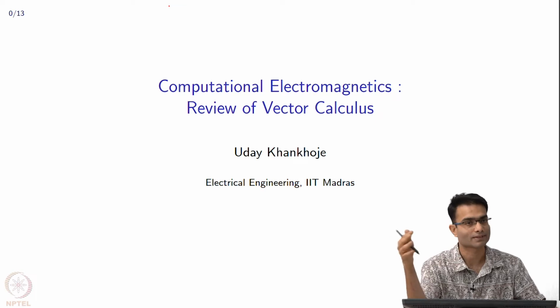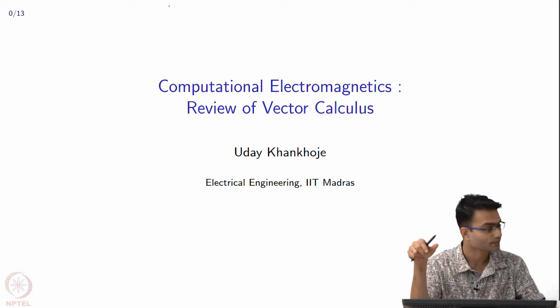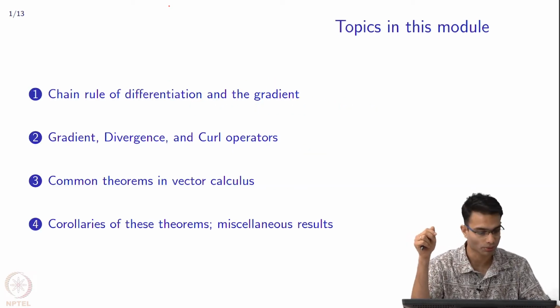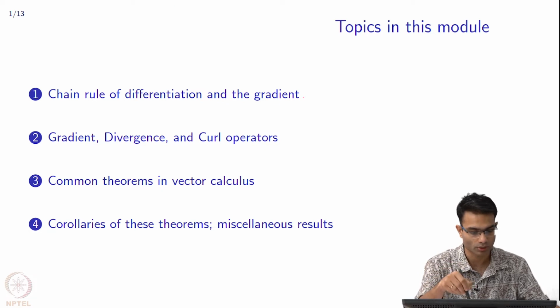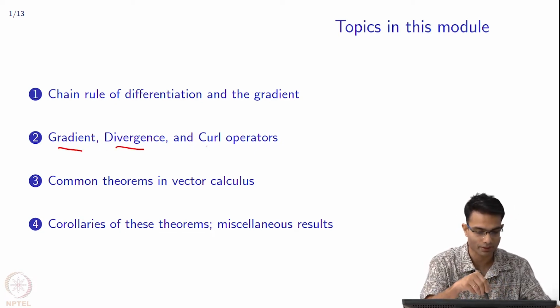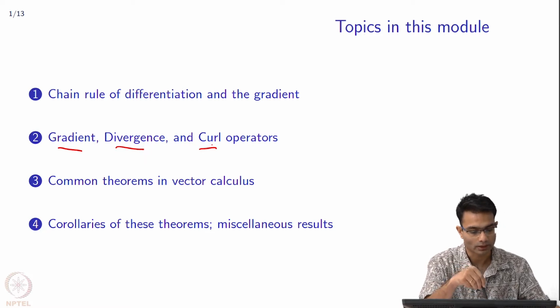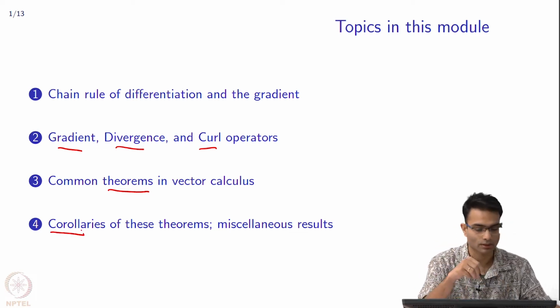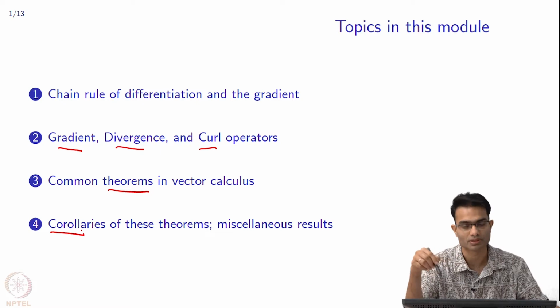Vector calculus is a very vast area. We will cover only those parts which are relevant to electromagnetics. Okay. So, these are the topics that we will cover in this module. We will start with the chain rule of differentiation, introduce the idea of the gradient, move to the three most popular operators that we will find: the gradient, divergence and the curl. There are some very important theorems in vector calculus that we will talk about, and then some of the corollaries, which are like the tools and techniques used in this area.